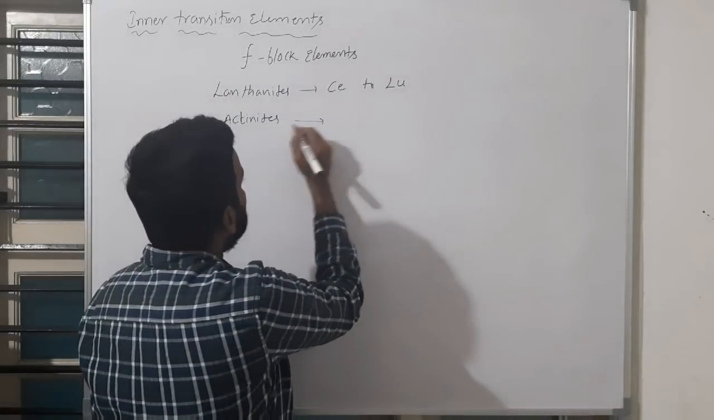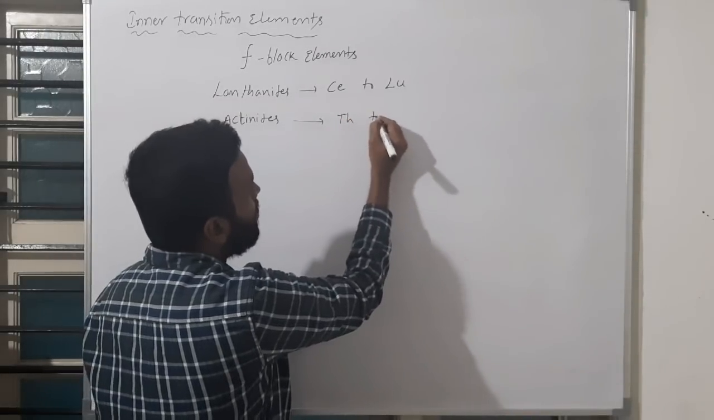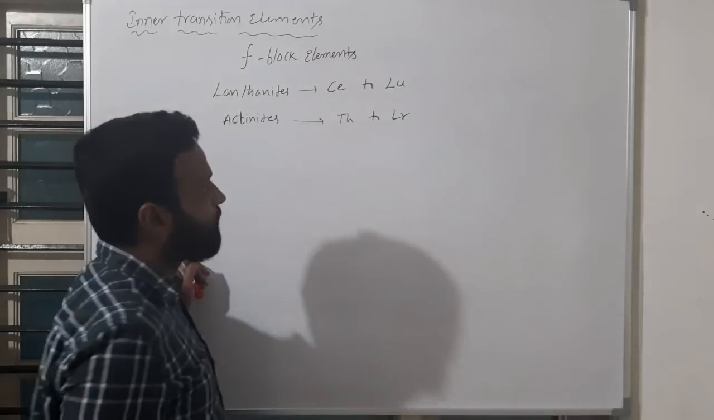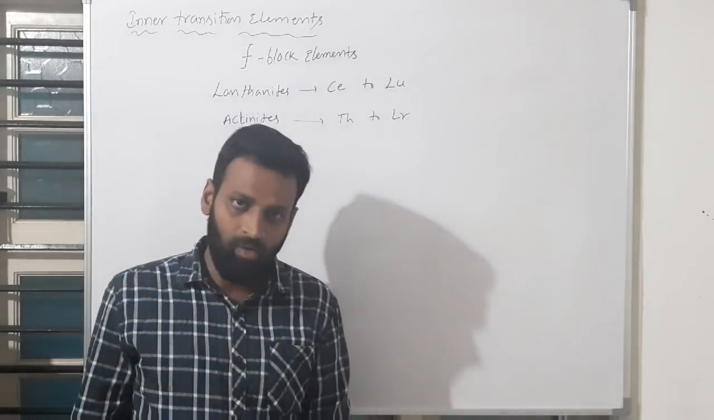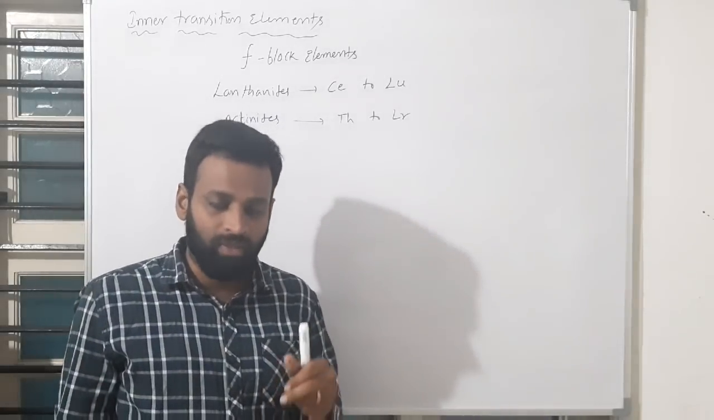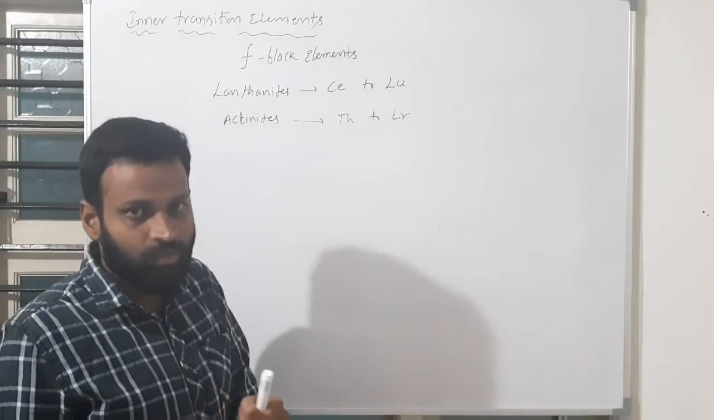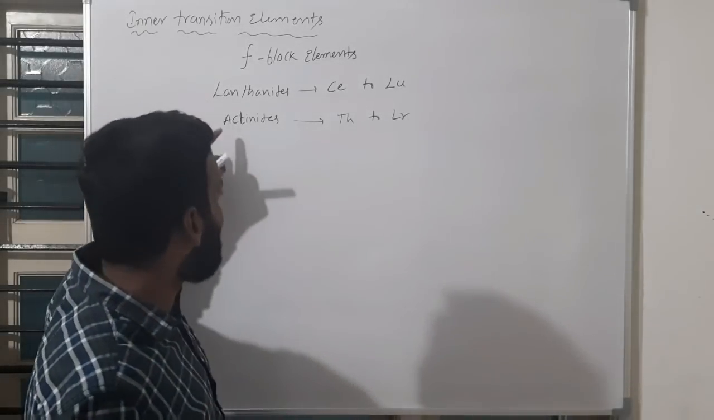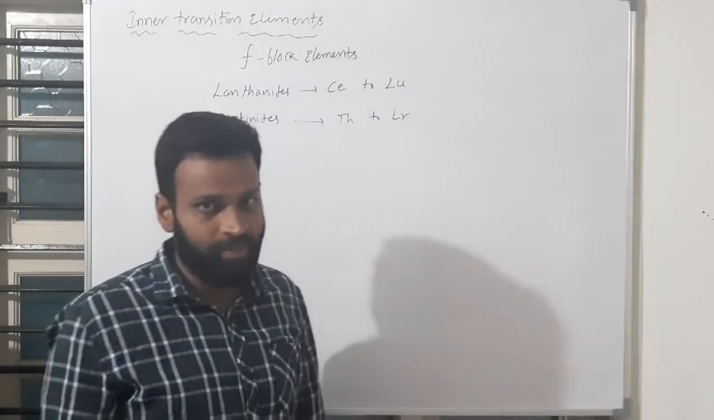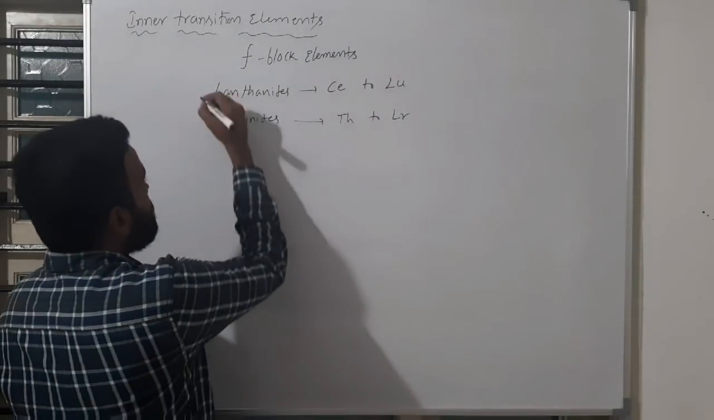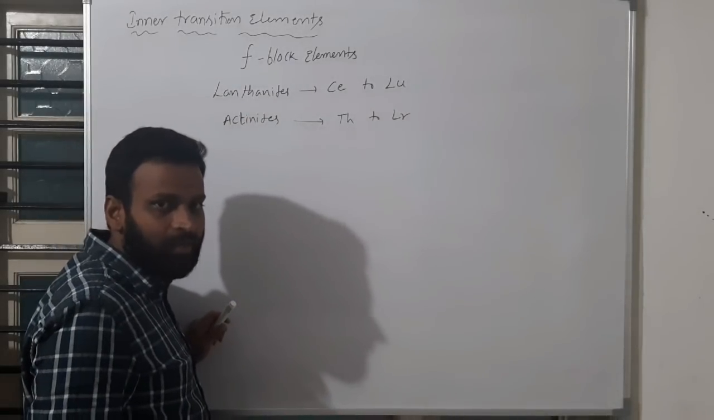Among the actinides, you have thorium to lawrencium. They are actinoids. So these come in the middle of the transition elements. In between the transition elements you have these lanthanides and actinoids, so they are called inner transition elements. Inner transition elements are nothing but F block elements. So their configuration is very clear.